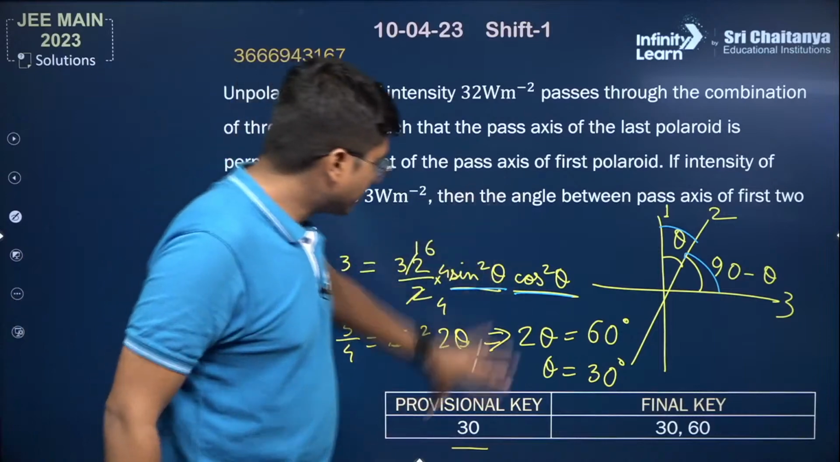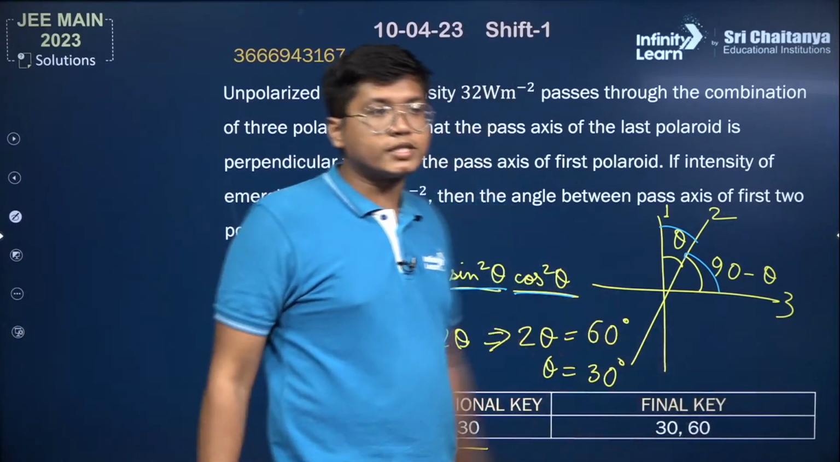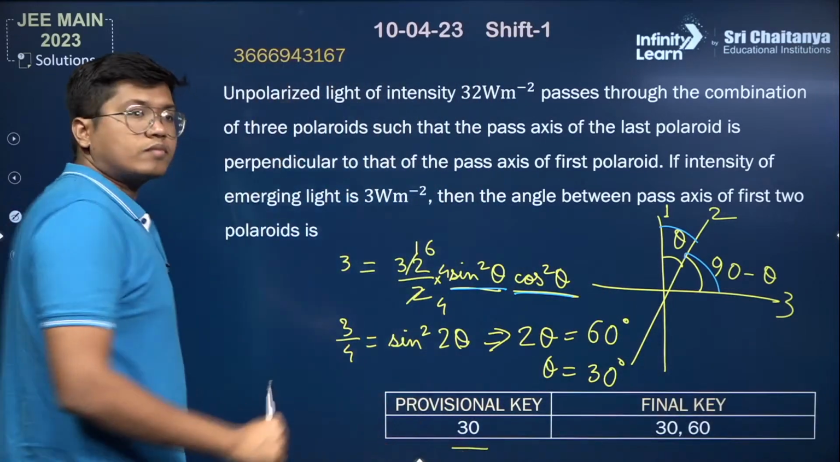Okay, so we have done this. Why it went from 30 to 60.